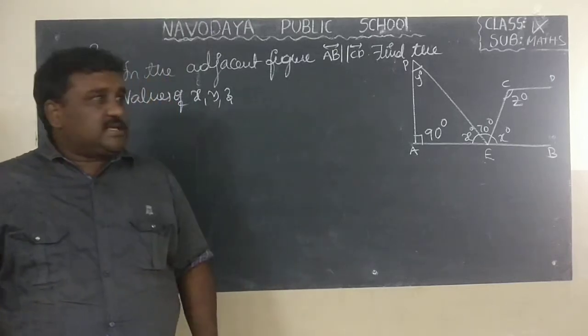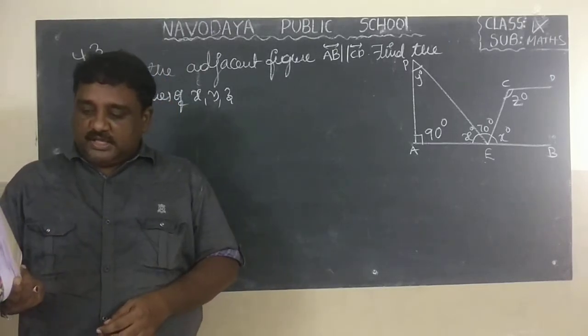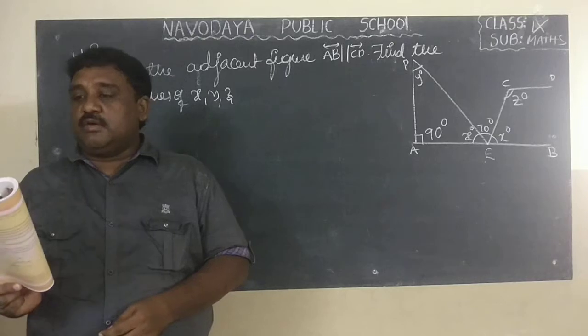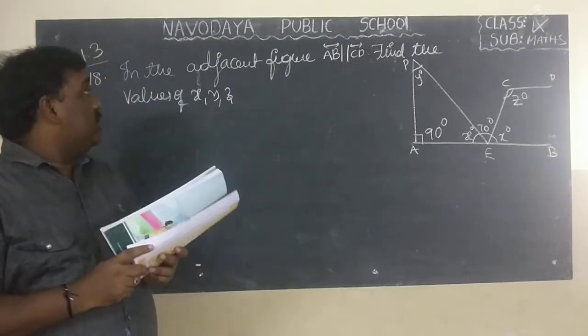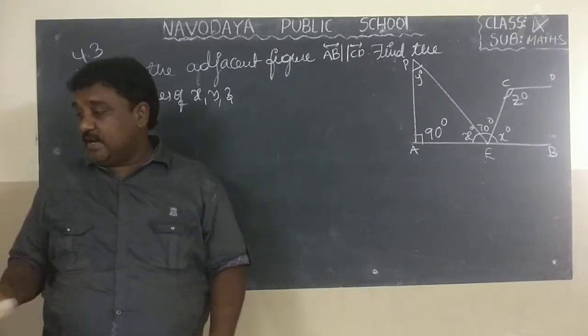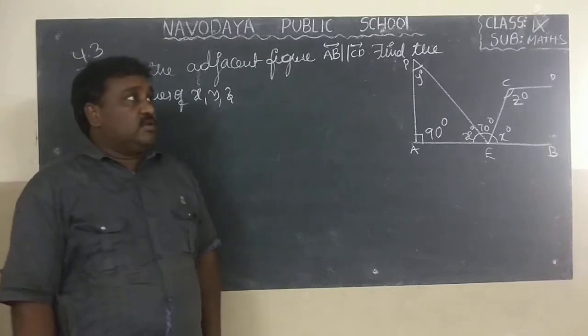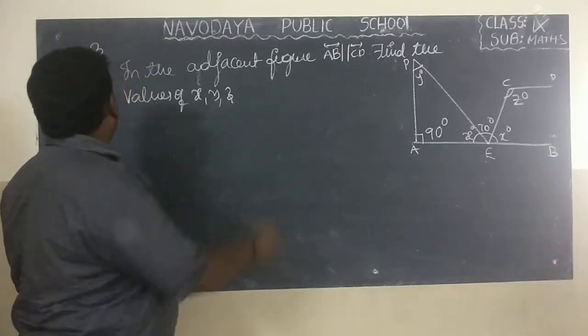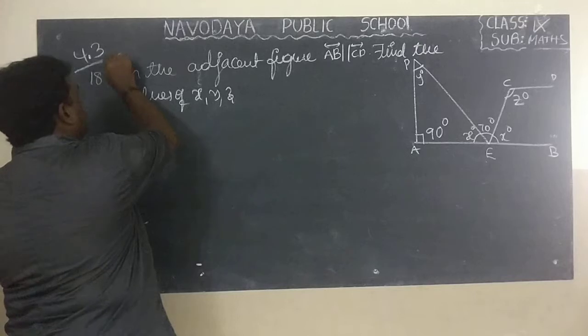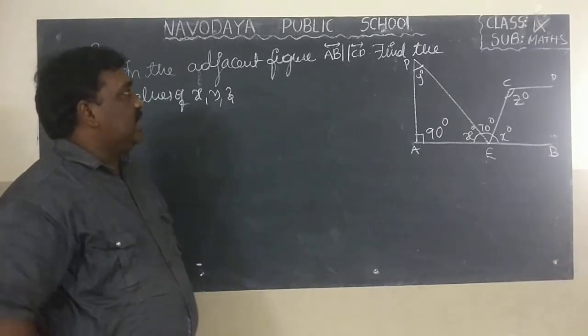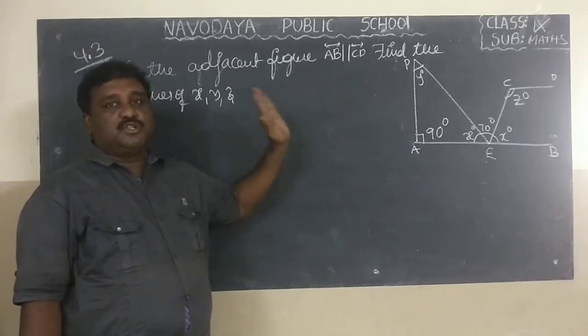Students, in the last class, exercise 4.3, 16, 17 sums completed. Now write down problem number 18 in 4.3. Okay? So this is the problem in 4.3. Problem number 18. Write down the problem and draw the diagram neatly. And read the problem and observe the diagram.